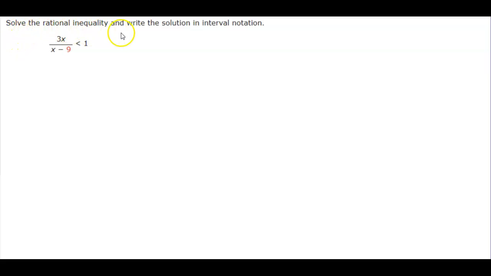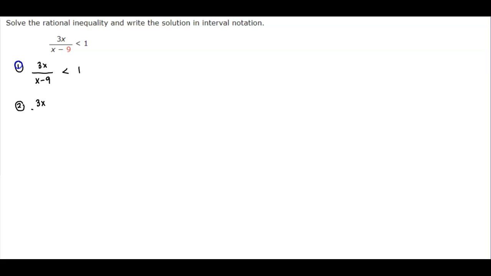Here we want to solve the rational inequality and write the solution in interval notation. In step 1, we have 3x over x minus 9, and that's less than 1. Currently, 1 is on the right-hand side of this inequality. We want to make sure that we get a 0, so the next thing we want to do is subtract 1 from both sides.